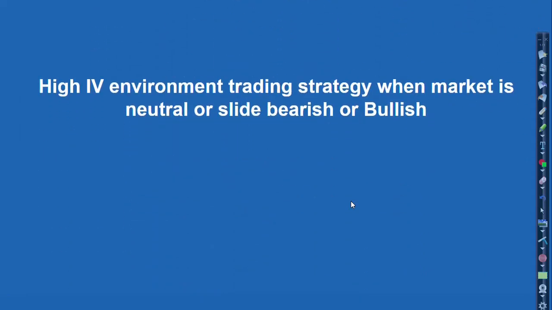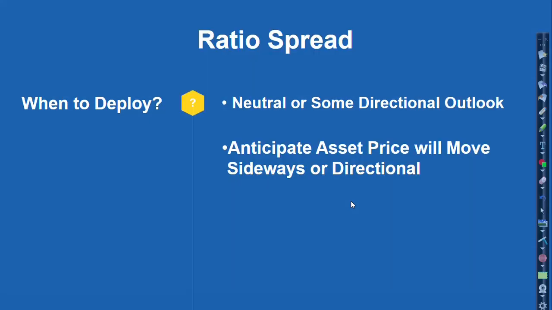First, you must know when we are going to deploy this strategy. The IV environment should be higher, and the market should be neutral or slightly bearish or bullish, according to that direction. So we deploy a ratio spread when the market is neutral or has a directional outlook, and we anticipate the asset price will move slightly or in a directional way. That is the main criteria.